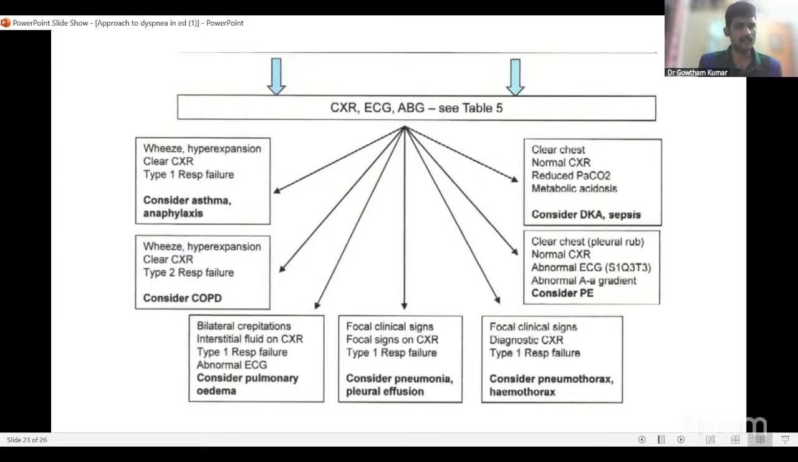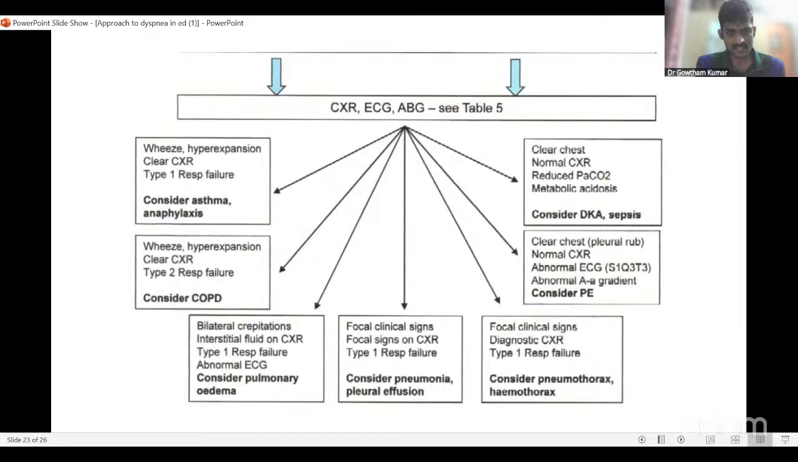A patient with asthma will classically tell you breathing difficulty comes during the winter season. In anaphylaxis, the patient would have eaten fish or prawn to which they were previously allergic, or had a sting or bite. This will give the diagnosis. Or if someone has wheeze, hyperexpansion, clear X-ray, type 2 respiratory failure, consider COPD. The patient has wheeze, silent chest, whatever it is. Bilateral crepitations, interstitial fluid on X-ray, type 1 respiratory failure, cardiac symptoms, severe LV dysfunction on echo, consider pulmonary edema.